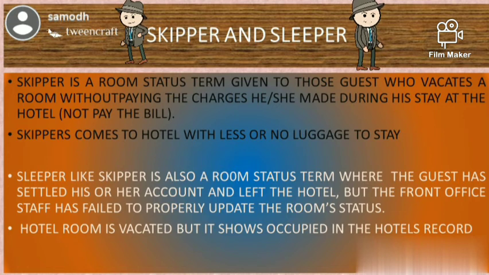Sleeper and skipper are two sides of a single coin. On one side is the skipper. A skipper clearly tells that a person who is coming to a certain hotel will be with little luggage and he will skip from the hotel without paying the bill. But sleepers are normal people who try to pay their bill, but accidentally the hotel management staff forgot to update the bill. So that is the difference between a sleeper and a skipper.